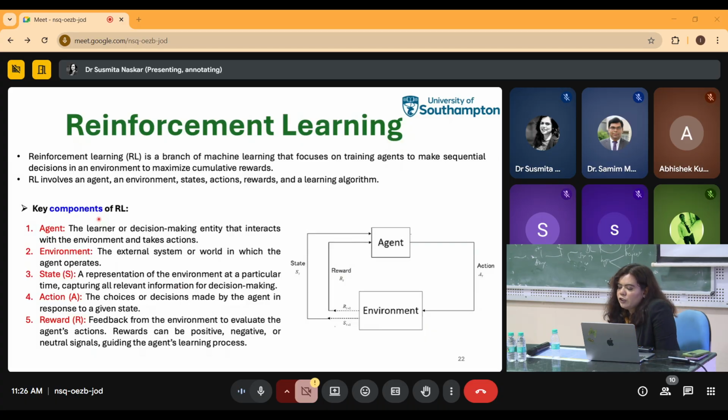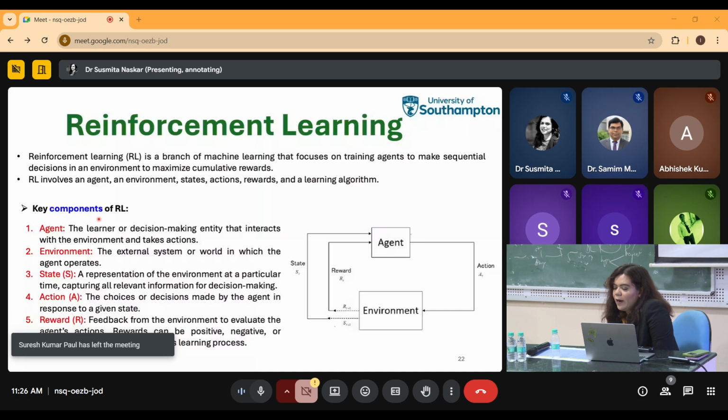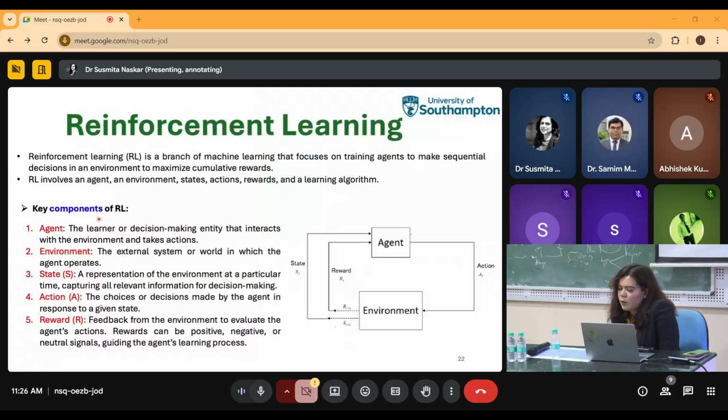Now let's look into reinforcement learning. This is also a branch of machine learning, about teaching an agent how to make sequential decisions. You will see that it is in between supervised and unsupervised learning, but it has more advantages compared to unsupervised. Unlike supervised learning, where we provide the labels, here the agent learns by interacting with the environment and receiving feedback in the form of rewards or penalties.